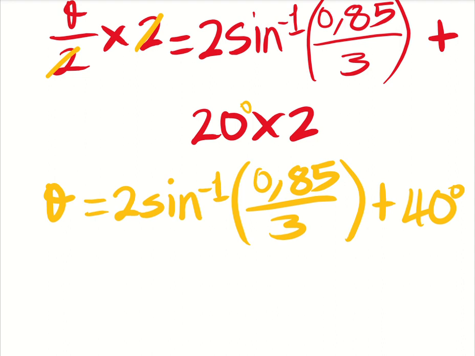Okay, so now I put everything on the calculator. I write 2 first, then I write second function of sine, right? Second function of sine, you just press shift, then sine, then it will bring up the second function. Then I'm going to have my fraction, which is 0.85 over 3 in the brackets, then close brackets, then plus 40. Okay, when I put all of this on the calculator, my final answer becomes 72,9184. It's very long.